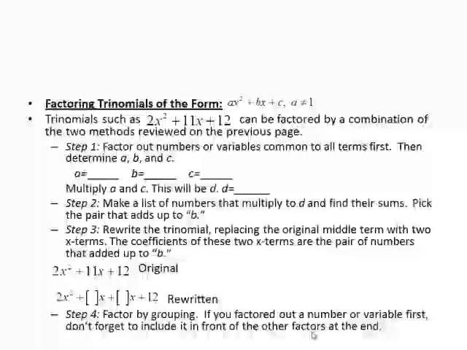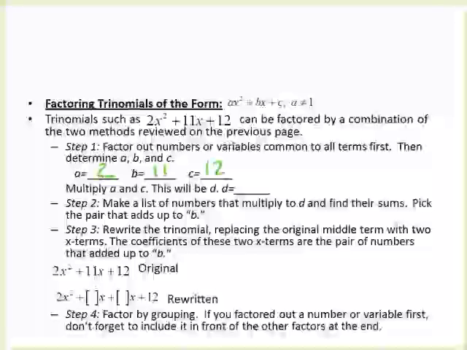So is there anything that divides into 2, 11, and 12? No, close, 2 and 12, but 11 being odd doesn't really work out that way. So nothing to do on this problem, but it's always the first thing you check when you're factoring. Then, determine your A, B, and C. Same as we did before, A is with the x squared, B is with the x, C is the constant.